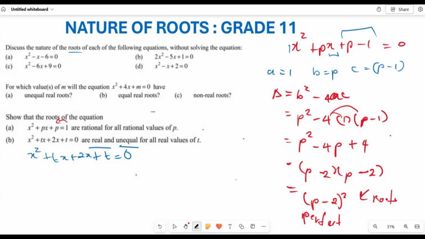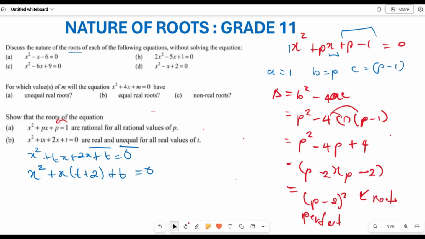Which means this is no longer a quadratic equation. So how can you do that? Look, I can say this is x squared plus, now can you see that here I have my tx and here I have my 2x, right? So can you see that I can take out the x outside, and then I'm going to be left with what? t plus 2, right? Then this is going to be also plus t, which is equal to 0.